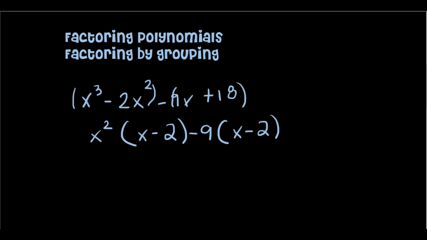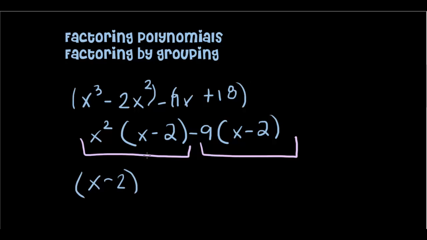And then we have two terms. We have this one and we have this one. So we have to take a look at what they have in common. Well, both of them have an x minus 2. So that's what we're going to factor, x minus 2. So by factoring the x minus 2, we're going to have in another parenthesis x squared minus 9.